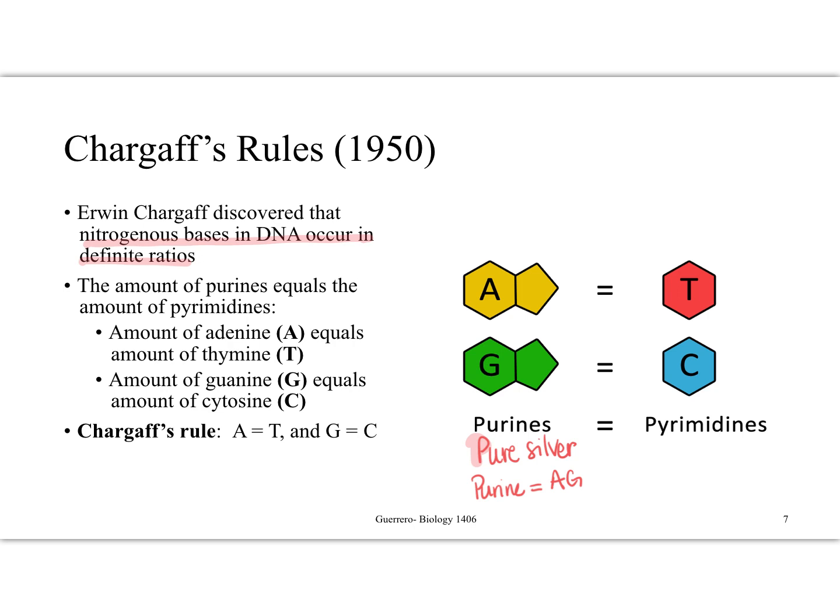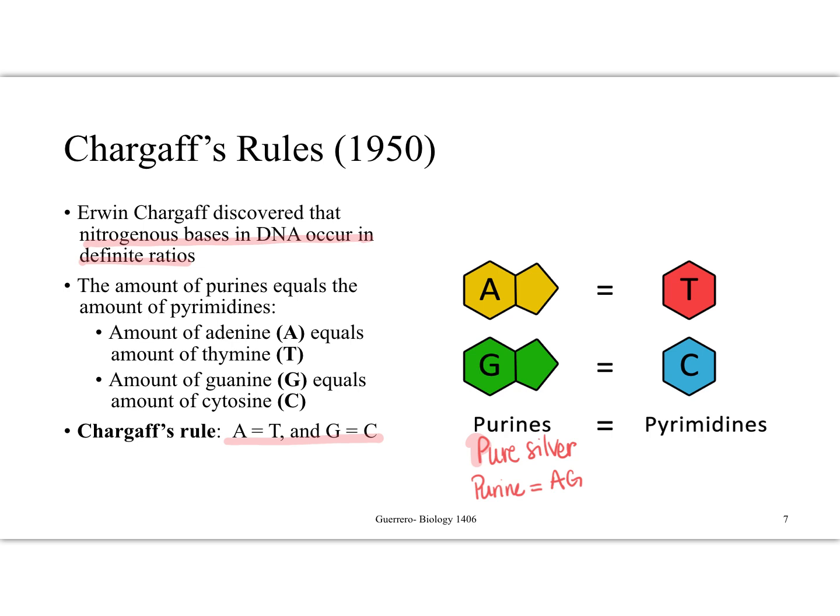How many C's I have, I have the same amount of G's. So he came up with the rule that says that A equals T and C equals G. Really, A's and T's match together and G's and C's match together. They fit together almost like puzzle pieces. So if I have 10 A's, I must have 10 T's. If I have 20 G's, I must have 20 C's.